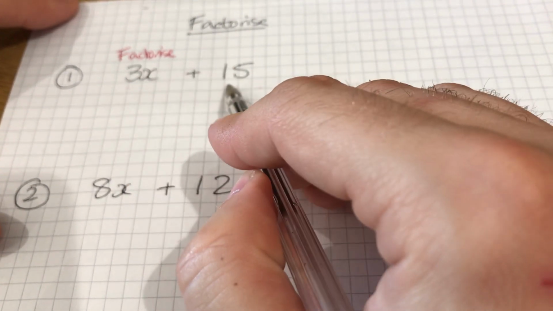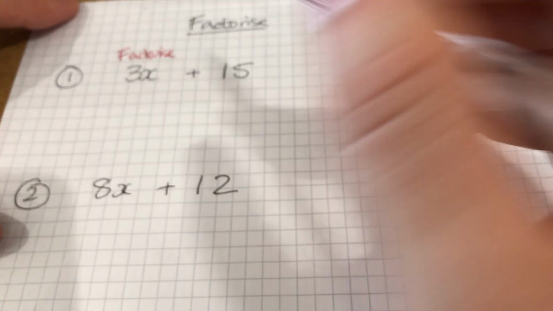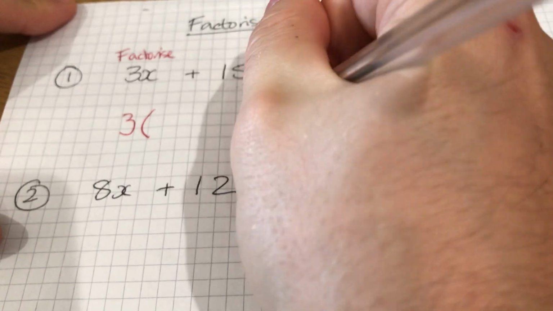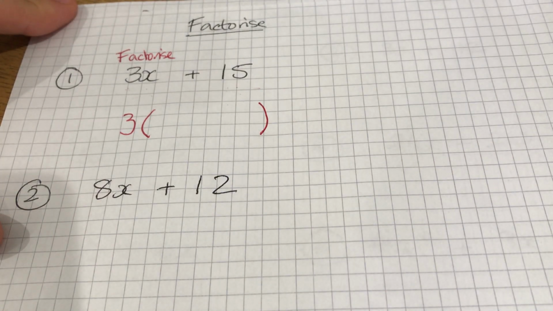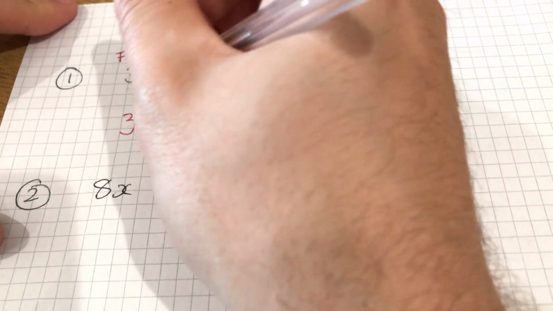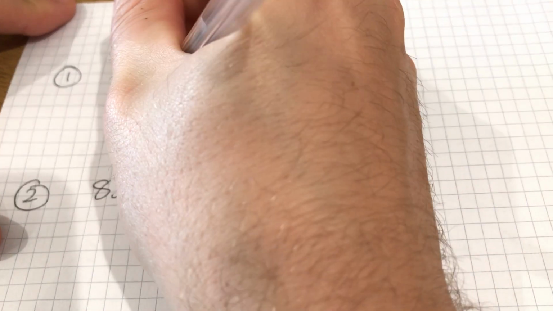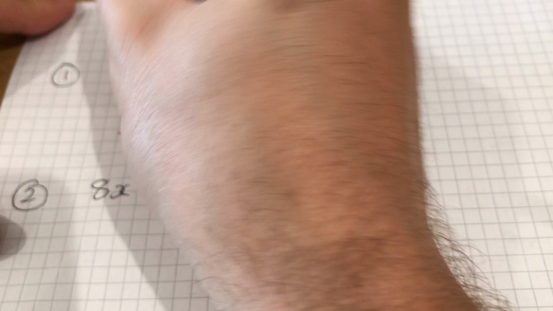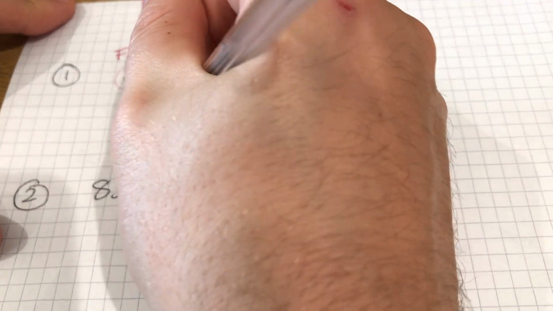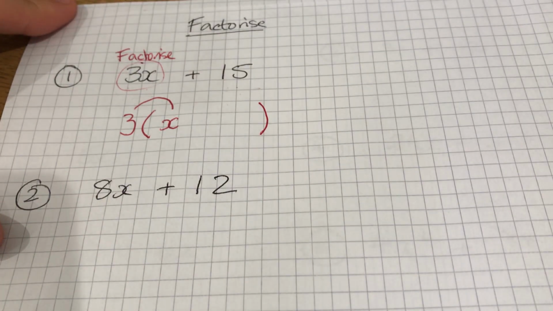Well, let's look at the numbers, 3 and 15. Both of them have the number 3 in. So I'm going to take the 3 and put it outside some brackets. And I'm basically going to do the opposite to expand. I'm going to think, what do I times 3 by to get, well, first of all, this one. 3 times x would make 3x.